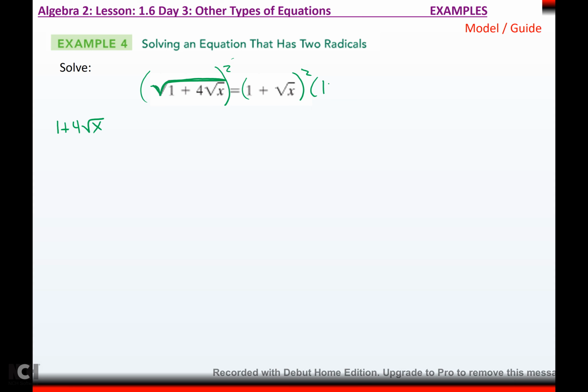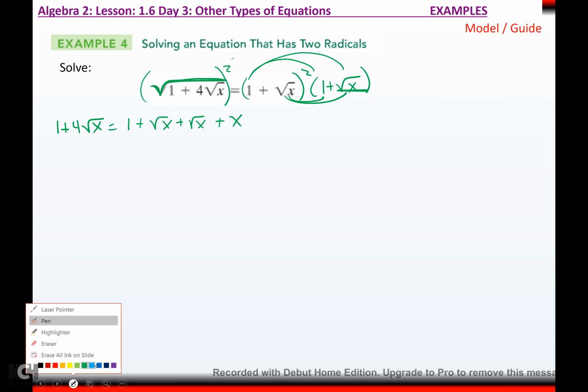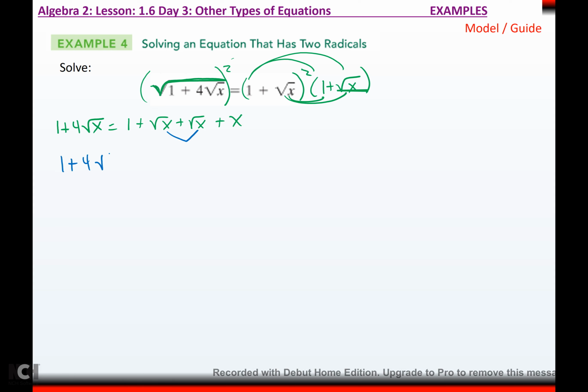On this side, I have to make 2 copies. So 1 times 1 is 1, 1 square root of x plus 1 square root of x plus x. Clean it up. Combine like terms. I have 1 plus 4 square roots of x equals 1 plus 2 square roots of x plus x.